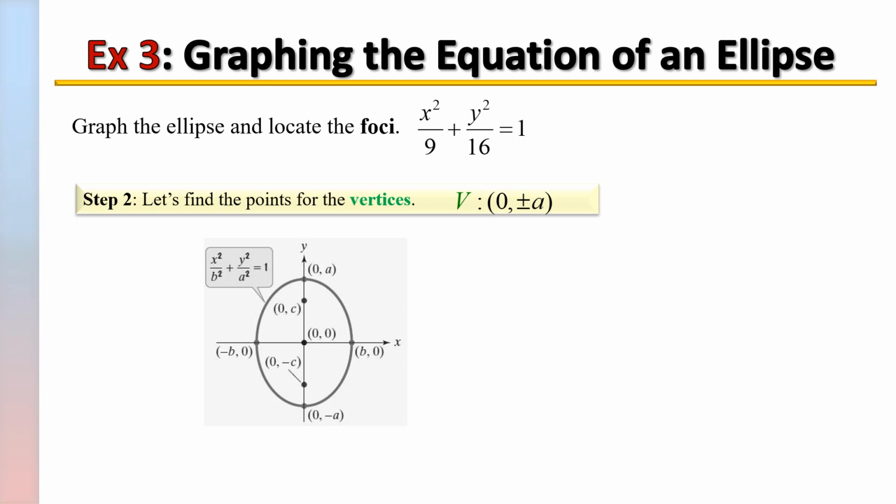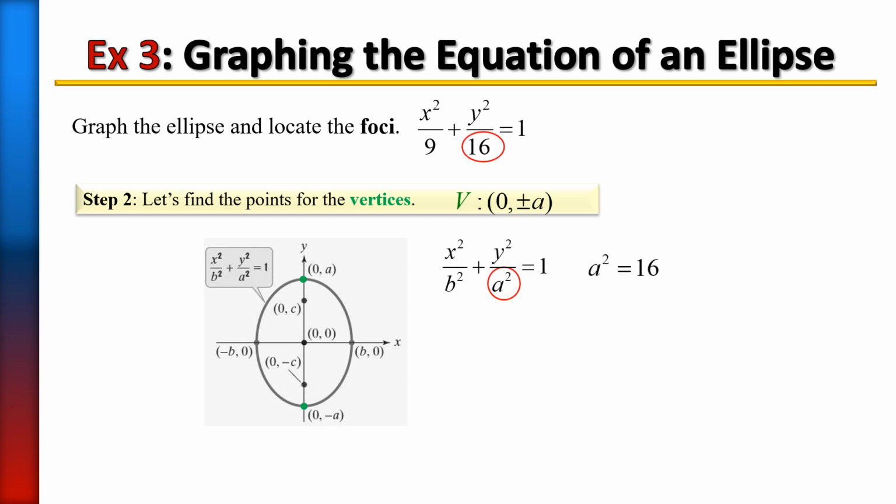Okay, so let's find the points of the vertices, and that would be 0, plus or minus a. To find the value of a, looking under the denominators, we see that a squared equals 16. All we have to do is take the square root of each side to see that a is plus or minus 4. So the vertices will be (0, 4) and (0, -4).